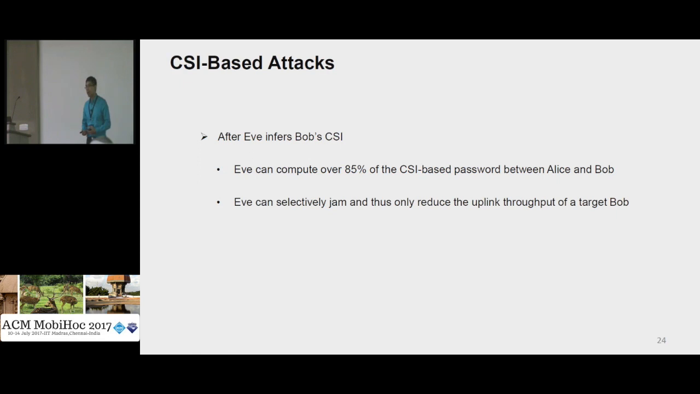Moreover, Eve can also use the computed CSI to launch a new kind of attack in the wireless network, which we call selective jamming. What this means is that she can use the computed CSI to selectively jam a specific box and only reduce the throughput of that box while not interfering with all the other boxes, if concurrent coupling beamforming transmission is employed within the network. And this is fundamentally different from current jamming techniques, where all the data streams from different boxes are treated equivalently.